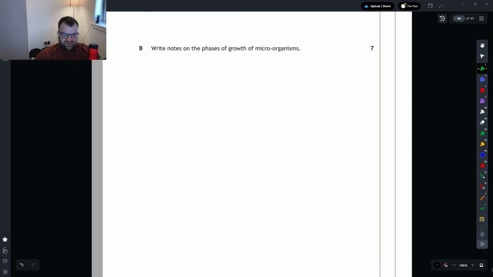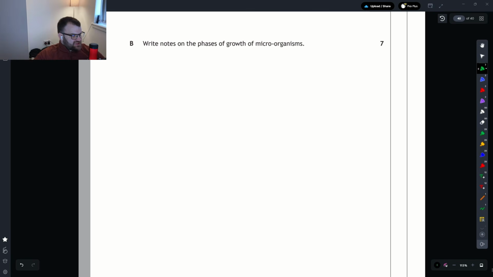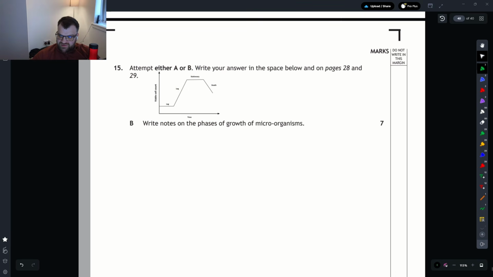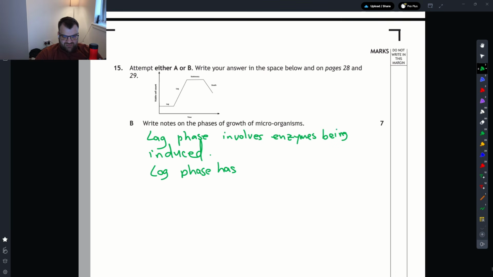Growths of the microorganisms. That's going to be your lag, log, stationary, and death phases. Okay, so let's talk through these different phases. So lag phase is when the enzymes are being induced, so everything's getting ready. Log phase has very rapid growth. And this is because there's loads of nutrients for them and there's not that much competition.